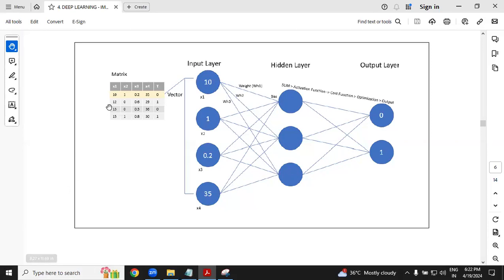Good. Can somebody talk with me? What is the first value? What is the first row? First row values are 10, 1, 0.2, 35. Next one is 0.